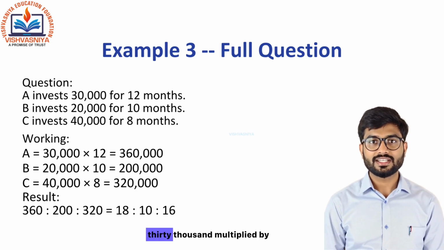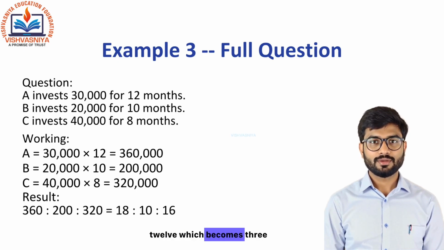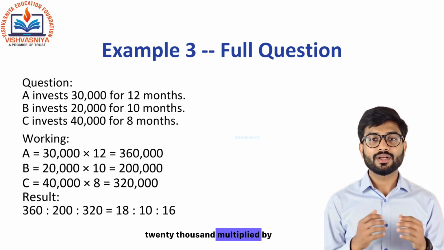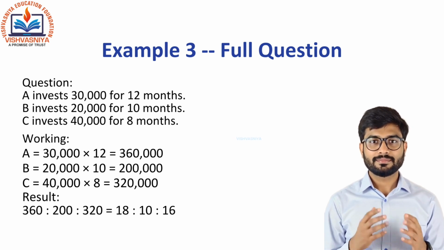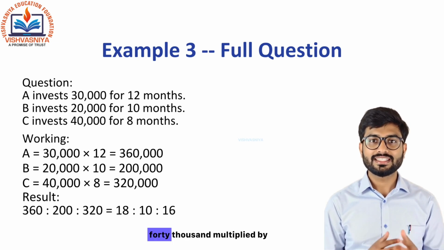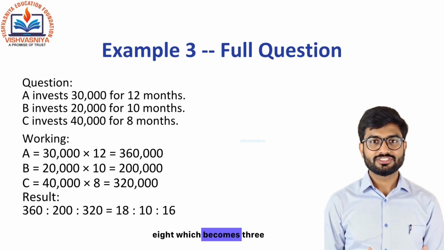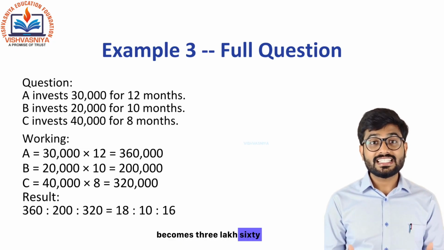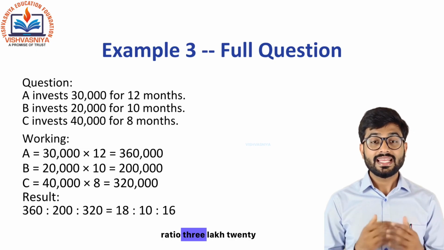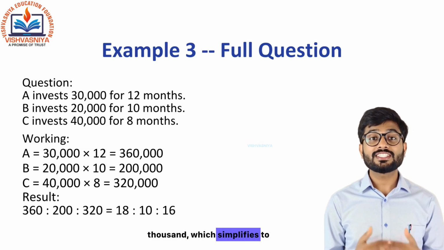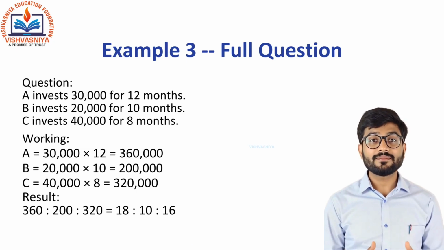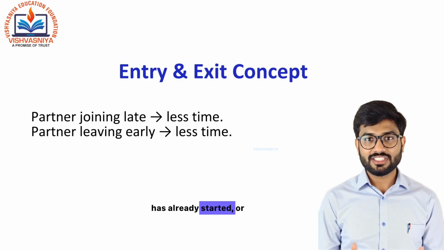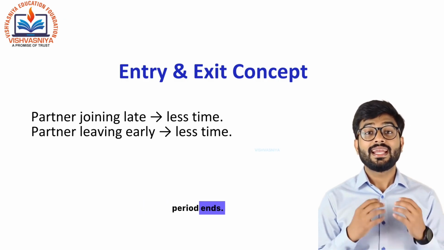Product of A equals 30,000 multiplied by 12, which becomes 3,60,000. Product of B equals 20,000 multiplied by 10, which becomes 2,00,000. Product of C equals 40,000 multiplied by 8, which becomes 3,20,000. Thus the profit ratio becomes 3,60,000 ratio 2,00,000 ratio 3,20,000, which simplifies to 18:10:16.